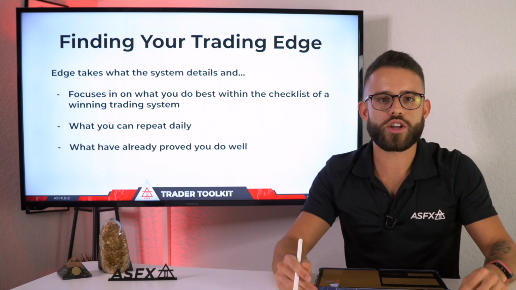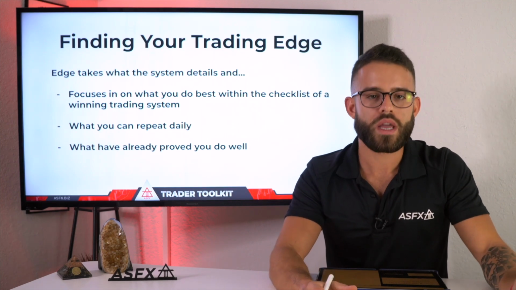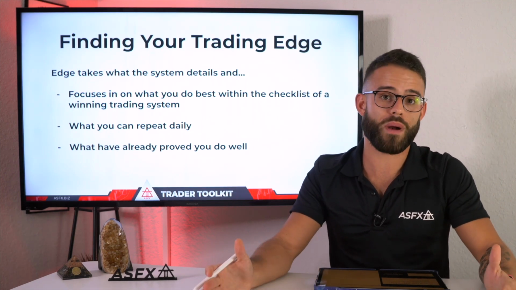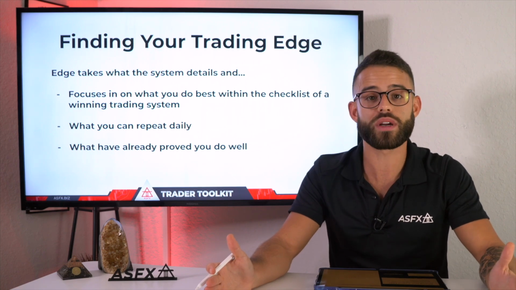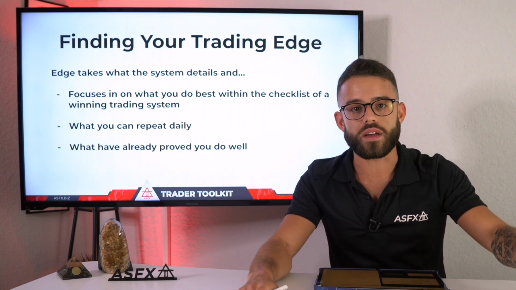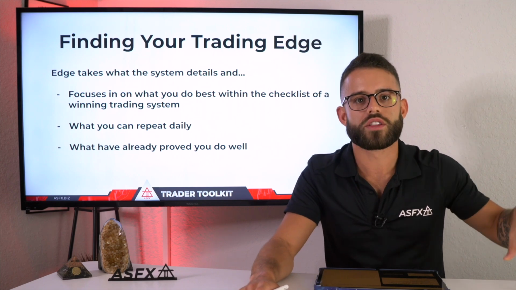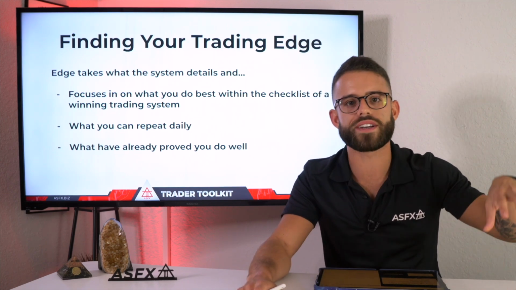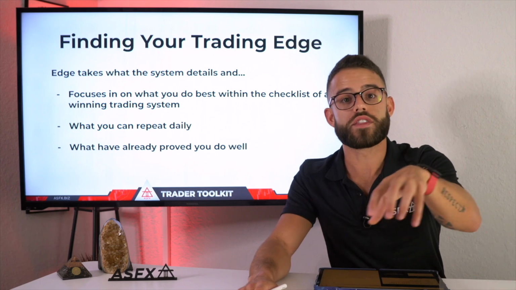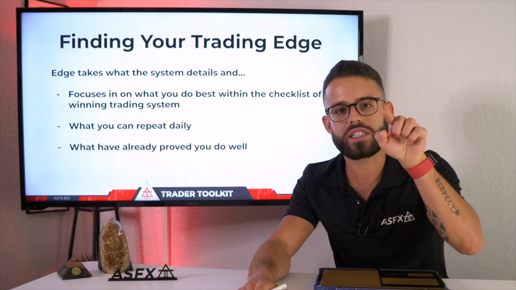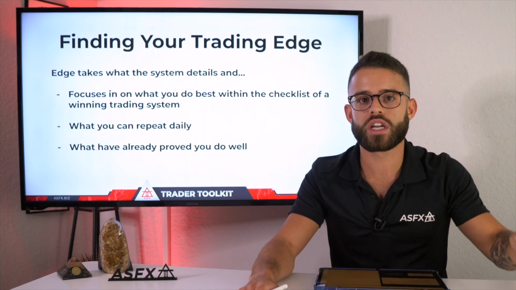So let's talk about finding your trading edge within the system. This is a really important part. I think this is probably the most detailed part of this entire presentation so far. The system is all of those 6 components: the trigger signal, how to read risk reward, how to read trend, how to manage the trades. The trading edge comes from specifically what you do best within that system.